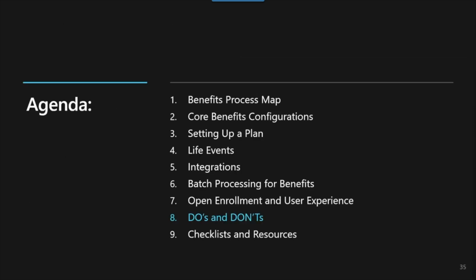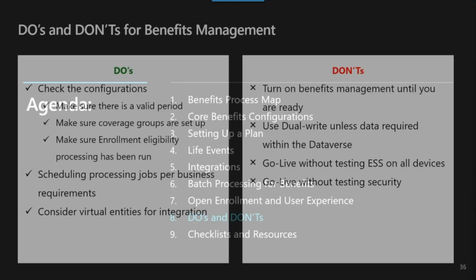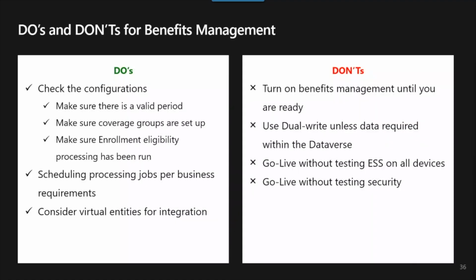This brings us to the do's and don'ts portion of our session. There are various do's that should be reviewed when you're setting up and configuring benefits management. One issue that employees sometimes encounter is that periods are not visible when navigating into employee self-service. Having no periods visible when navigating to employee self-service and selecting benefits self-service suggests that enrollment eligibility processing has not been run for the employee, or the employee is not actually eligible for any benefit plans.